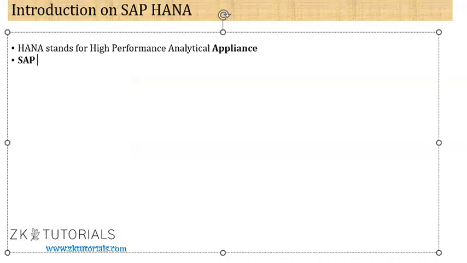SAP HANA is an in-memory database. So what is HANA? HANA stands for High Performance Analytical Appliances, and SAP HANA is an in-memory database. So how is the HANA database different from other, previous traditional databases?